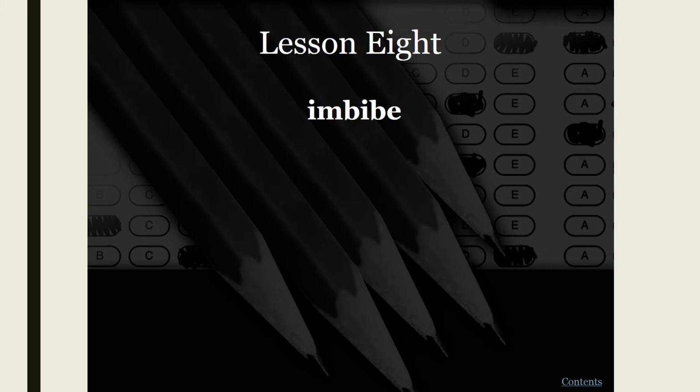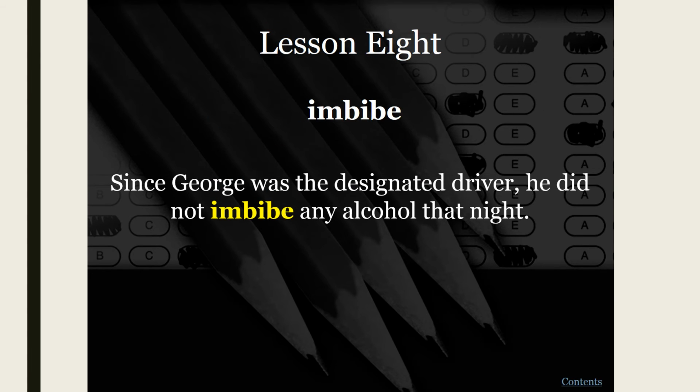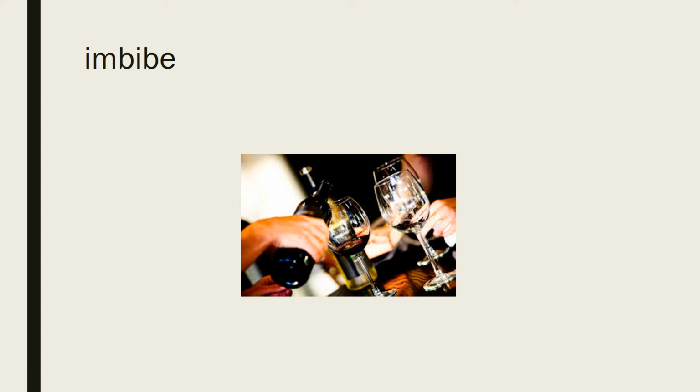Our next word is imbibe. Here's our sentence. Since George was the designated driver, he did not imbibe, so another verb, any alcohol that night. So imbibe is just kind of a fancier word for drinking, but the context is usually alcohol. We don't talk about imbibing water or imbibing Gatorade. It's usually with alcohol. So here's a picture to help you remember. We've got somebody pouring some wine into some wine glasses, and the people are going to imbibe wine.